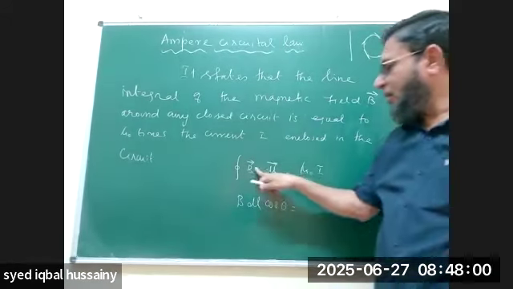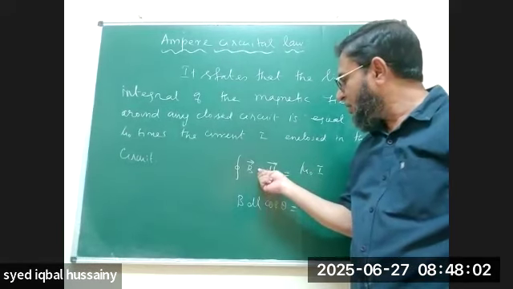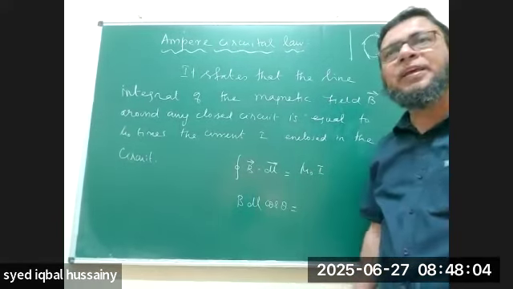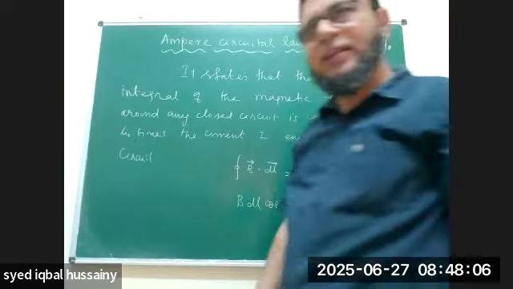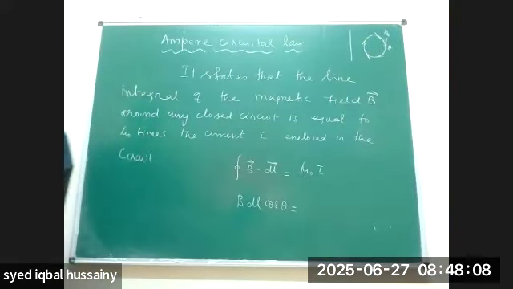So if we remove the dot, what do I have to write? If I remove the dot, what should I write? B dl cos theta. So if it is cross, then what do I have to write? B dl sin theta. If it is cross, write sin. If it is dot, what to write? Cos. Okay, take the cross.